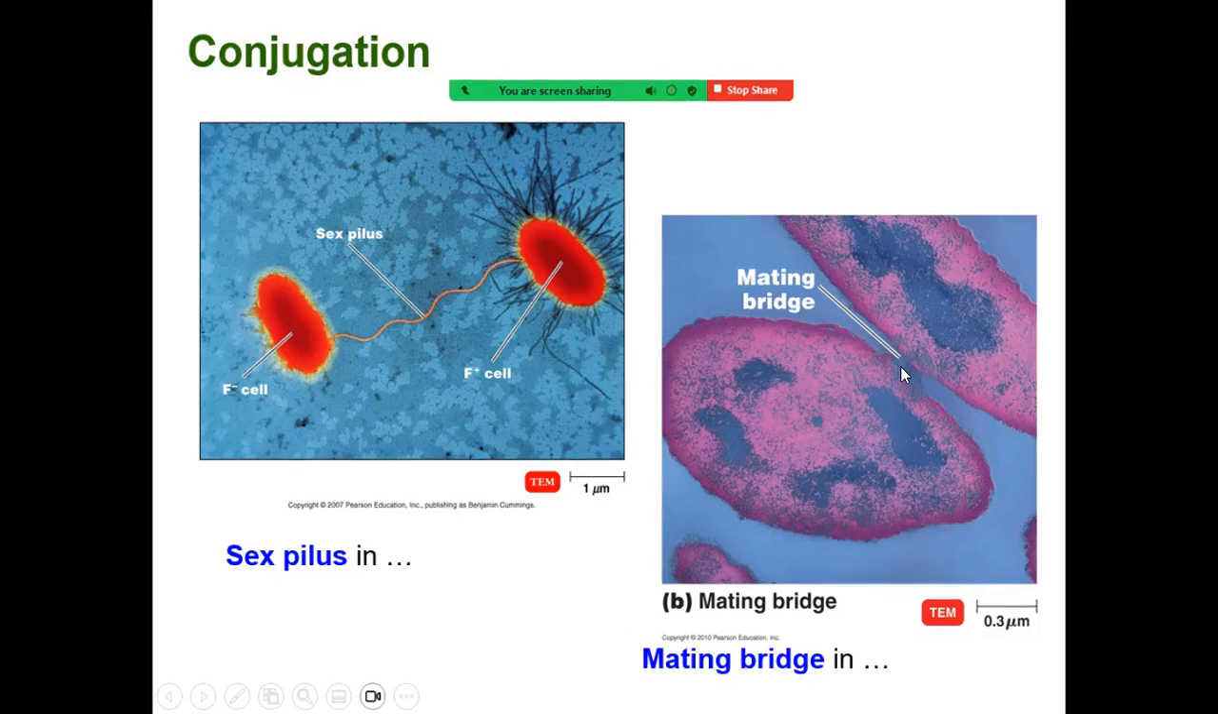And the cytoplasm from this cell can move to that cell and vice versa, because they have a mating bridge right there. And when there's a mating bridge, that means a plasmid, a small piece of DNA in this cell, can move into that cell or vice versa. And that is how sexual conjugation happens in gram-positive cells. Any question about any of that?